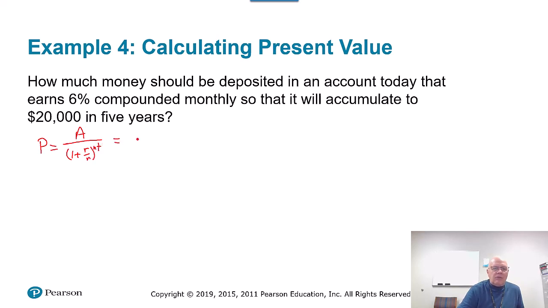Now let's put those numbers in. You want to end up with $20,000. On the bottom, you'll have 1 plus, the rate is 6%, so it'll be 0.06. It's compounded monthly, so it'll be a 12 here. Immediately put a 12 up there, and it's 5 years. And all you need to do is put this successfully into your calculator, and you'll get the answer.